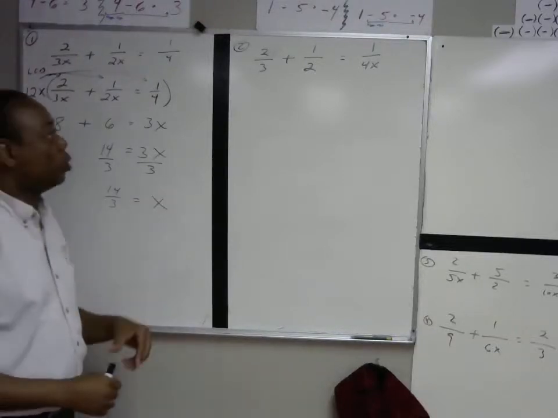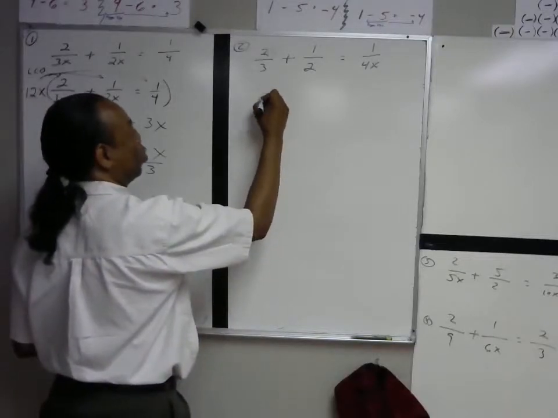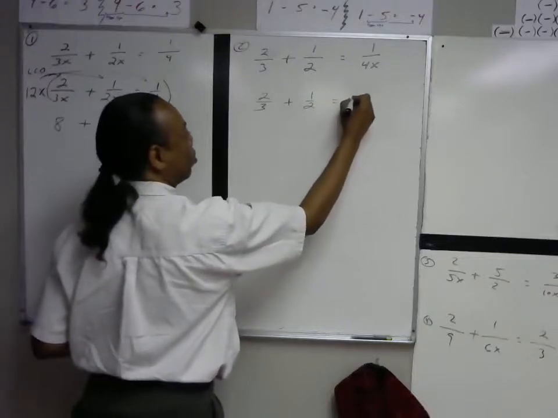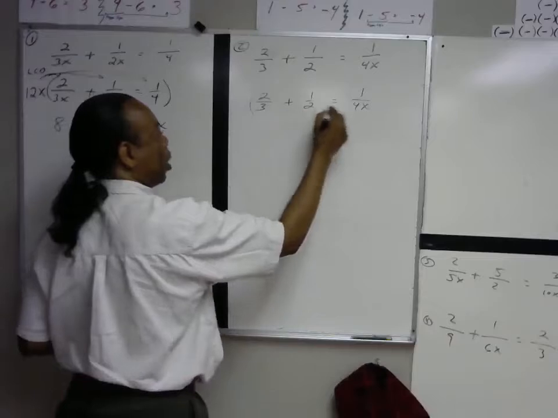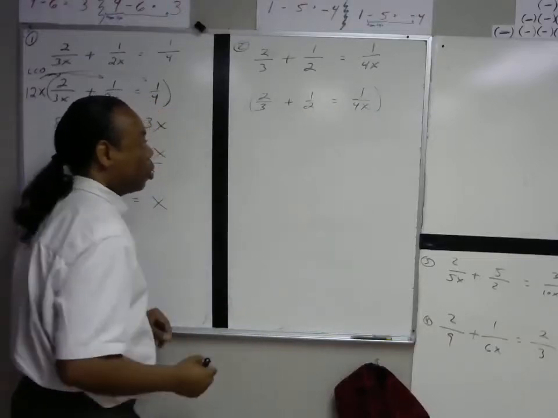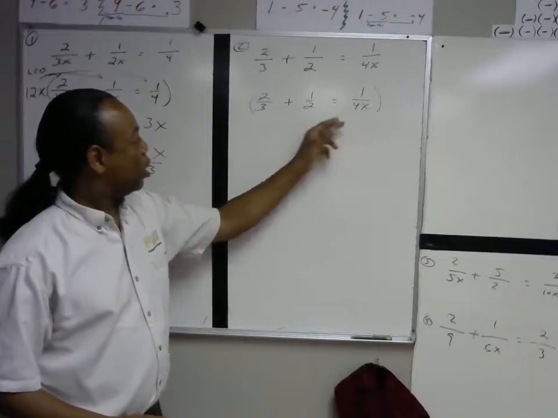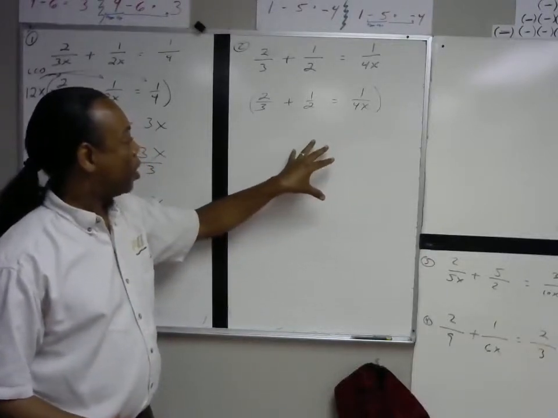Okay, number 2. Take a look at this. We're going to preserve the integrity of the original problem, so we're writing it a second time. And then we'll put a parenthesis right here for distributive purposes. We have a 3, 2, and a 4. When you look at the times tables for 3, 2, and 4, they all have in common 12.